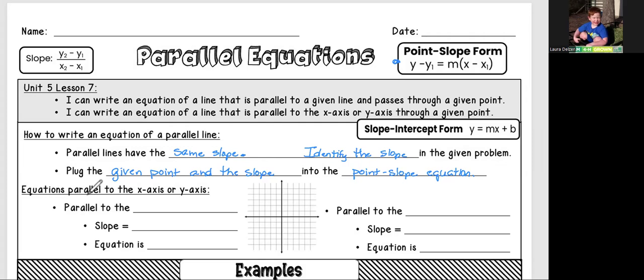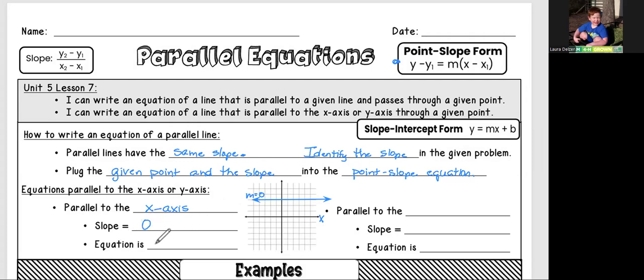All right, equations that are parallel to the x and y axis. First, let's acknowledge that this horizontal axis is my x-axis. If we're going to write an equation that is parallel to the x-axis, we've got to think about what kind of slope it can have. Let's draw this. Let's just say that I gave you this line here. This slope, it's a flat line. Its slope is 0. It's a flat pancake line.